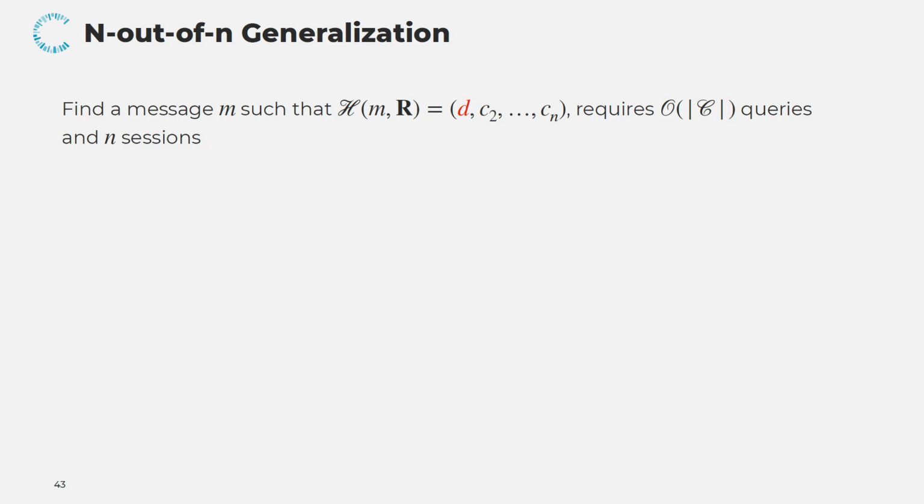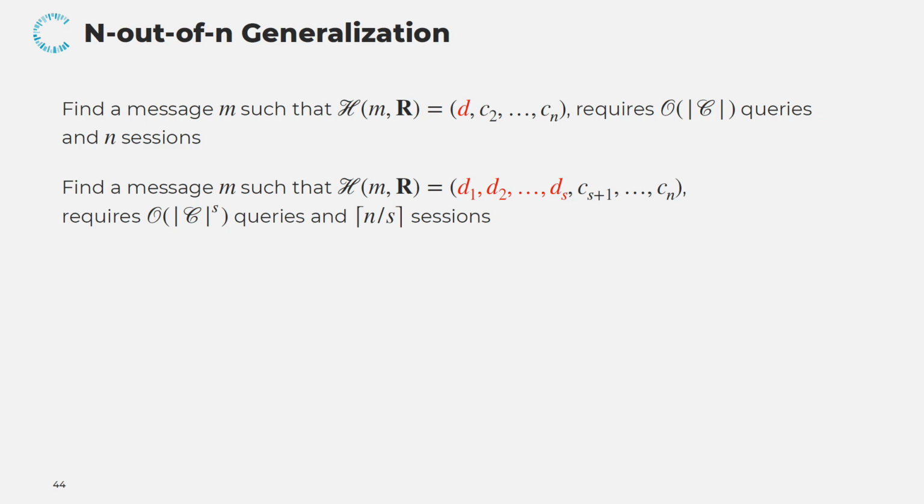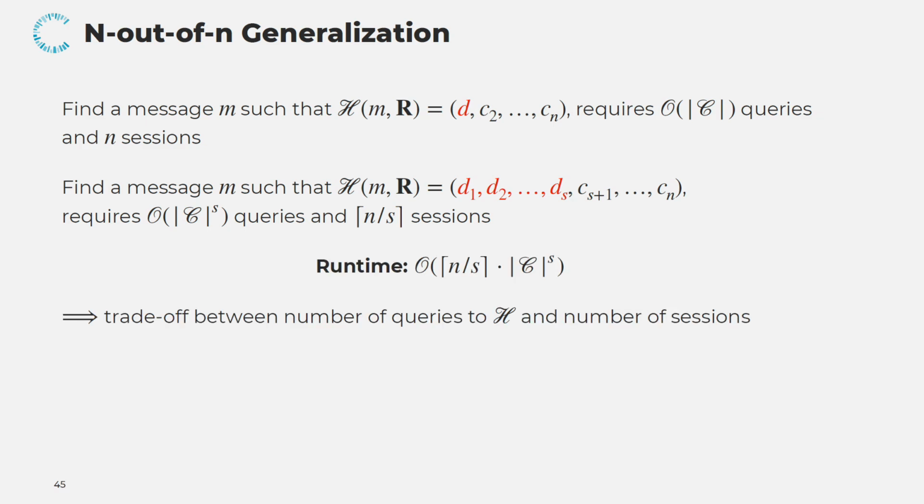I would also talk about a generalization of this attack. The core idea that we have just seen is to find a message M such that the challenge starts with a given challenge D. This requires cardinality of C many queries and n sessions in total to break the one-more unforgeability. What we can do instead of brute forcing just one challenge is to brute force the first S challenges. This now requires more calls to the random oracle, roughly cardinality of C to the S many calls, but fewer sessions. And in the end, this will be the runtime. So this little generalization leads to a trade-off between the number of calls to the function h and the number of sessions required for breaking the one-more unforgeability.